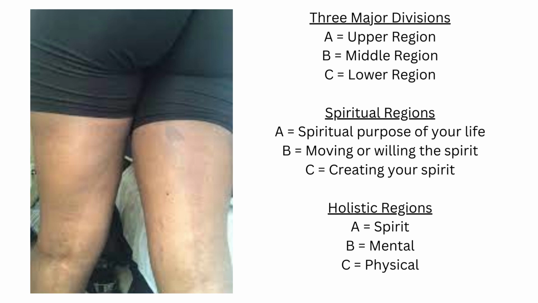Look at this sister's thigh. There is some discoloration all over the thigh, but there's a very dark one underneath her right butt cheek. You see that? Where is that discoloration? What region is that in? Yes, that is in C. That is in C, and that's on her right thigh. Her right thigh. So what does that mean?